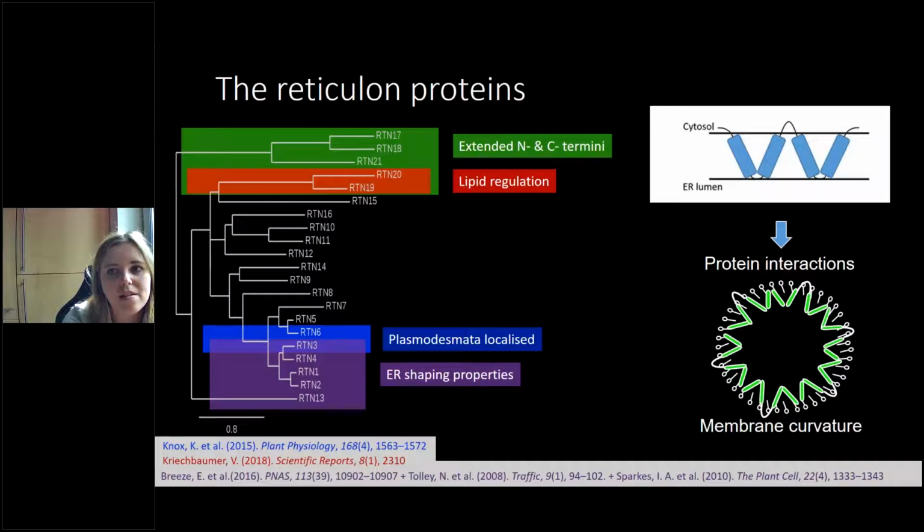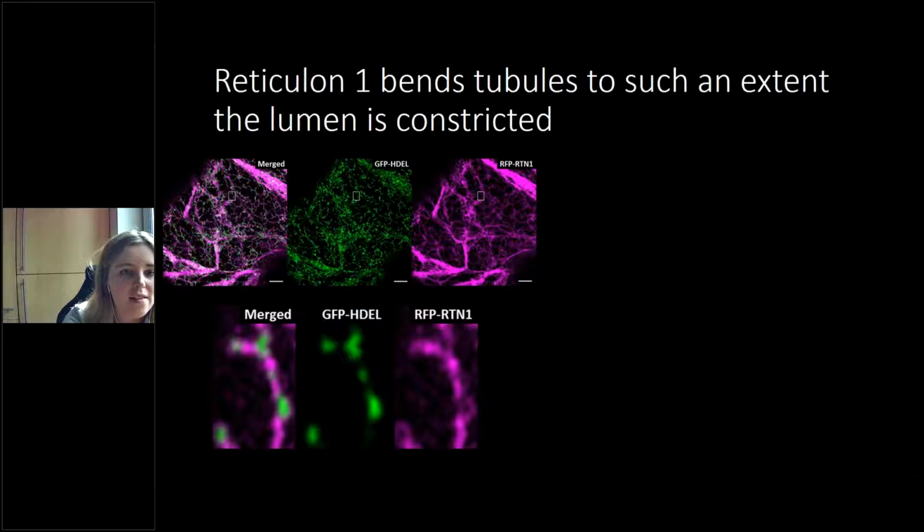And the membrane bending can be so intensive that it actually hyperconstricts the lumen of the ER to such an extent that you can't get anything running through the middle of it. So if we take this image, in magenta we have Reticulon 1, and in green we have GFP-HDEL, which is literally just the green fluorescent protein with an ER retention signal. What you can see is that the luminal protein, which would normally be distributed across the entire ER, is held in these discrete punctate regions.